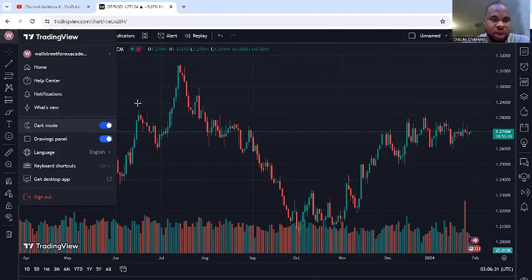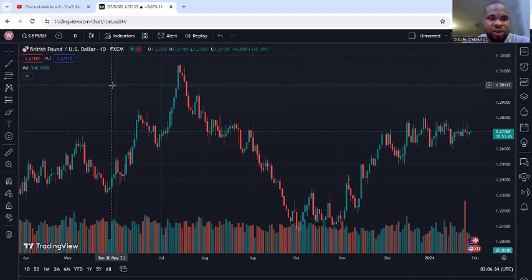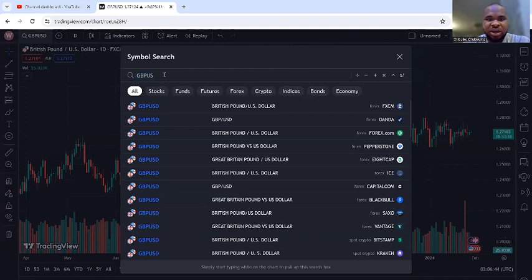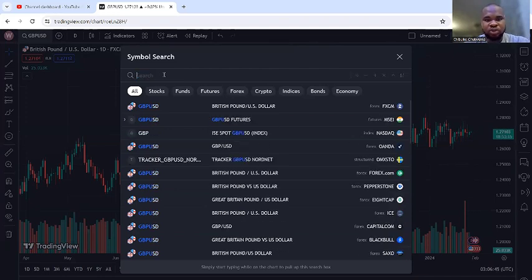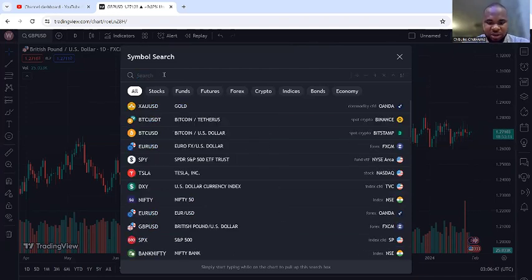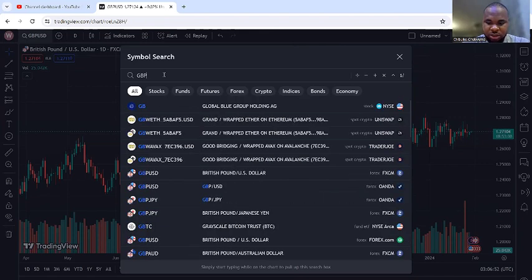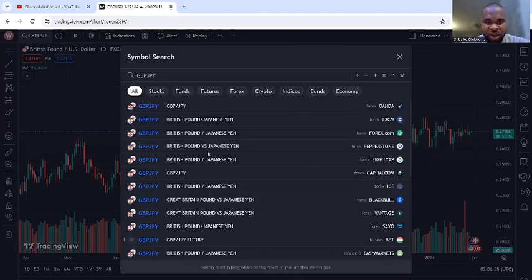Do you understand? Apart from that, next thing I want you guys to know is this. I think we start from this part. At this part, we have symbol search. Clicking on this symbol search, you can select any pair you feel like trading. Let's check GBPJPY. You see, we have a lot of them here. Then at this point, this is where we have brokers. You choose the one you feel like. They're all the same.